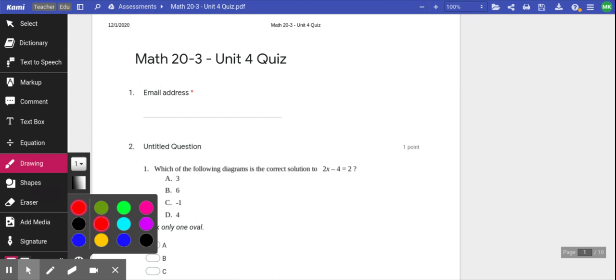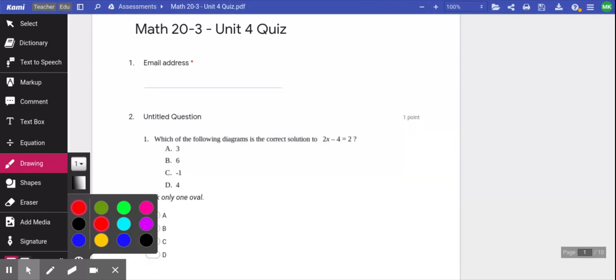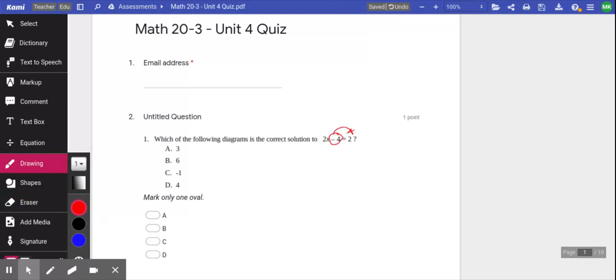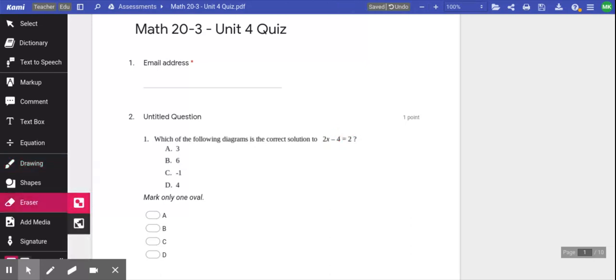It says, which of the following diagrams is the correct solution to? I don't know why it says diagrams. So which of the following is the correct solution to? When you get an equation like this, remember your goal is to get x by itself. To get x by itself, you move things from one side to the other side of the equal sign by using opposite operations. So there is an order I have to move, right?